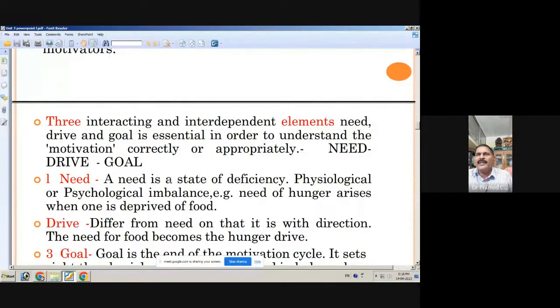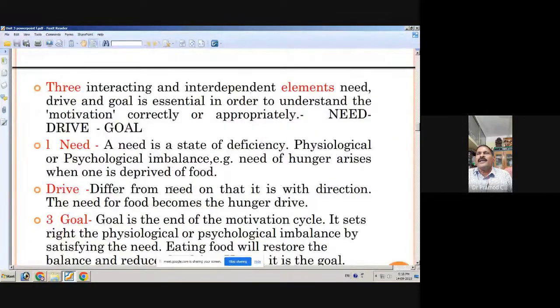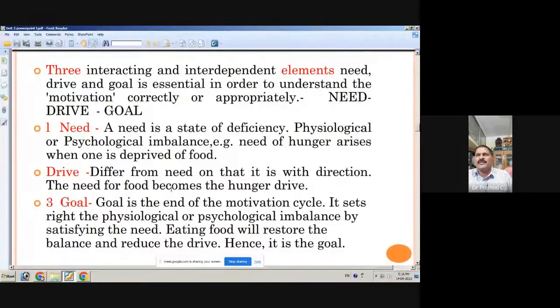One is need, another is drive and goal. They are interrelated to each other. A need is a state of deficiency. When we are having the physiological needs, when we are having the psychological imbalance, then definitely we want to satisfy it. The need of hunger: when we feel hungry, then we are deprived of food. Then we will have to search for the food. It is due to hunger.